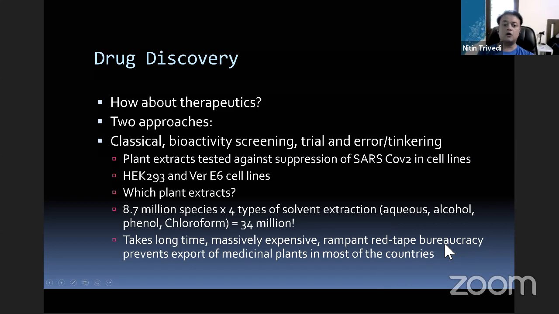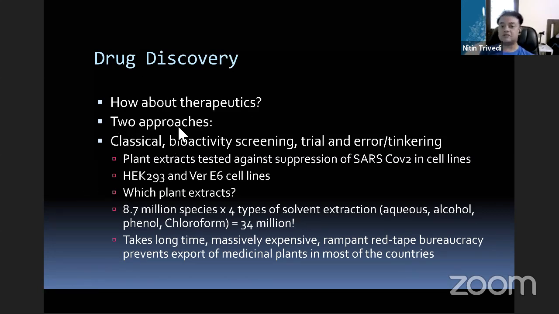The red tape bureaucracy is prevalent. So it prevents. So from India, from Ayurvedic plants, if you want to transport to Canada, you need a hectic clearance. So usually the government denies because Canadian companies can make money out of Indian plants. There is a reason that people prevent all these exports of these medicinal plants. So it is not practical and it's laborious and very expensive.